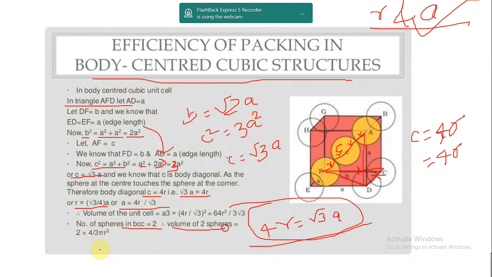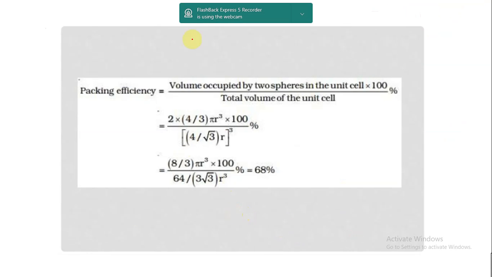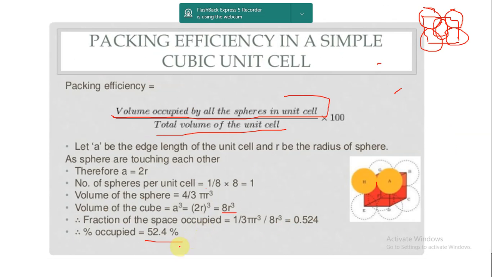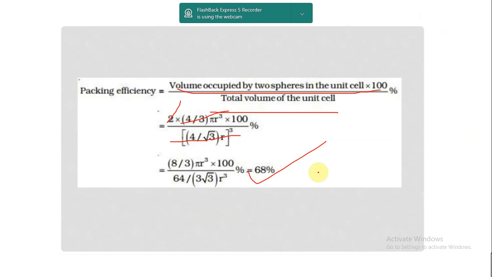So the volume of 2 spheres is 2 into 4 upon 3 pi r cube. And the volume of the unit cell is simply A cube. What is the value of A? 4R upon root 3. So just put in the formula: volume occupied by 2 spheres in the unit cell upon total volume of the unit cell. So 2 atoms, the volume of an atom is 4 upon 3 pi r cube, and the volume of the cube is A cube, where A is 4R upon root 3. You solve it and it comes out to be 68%. Now you see, here it was 52.4% and here it is 68%. So it has increased. Why has it increased?